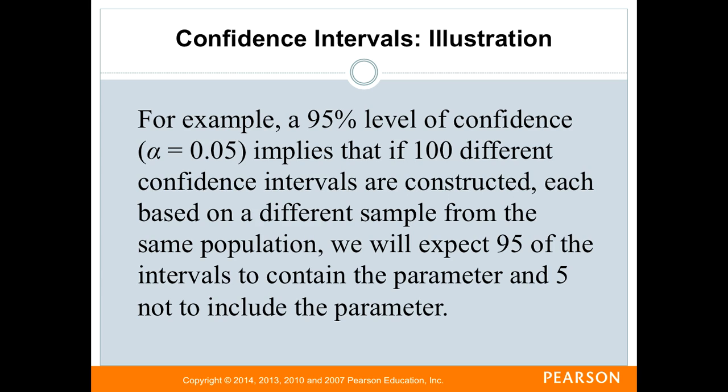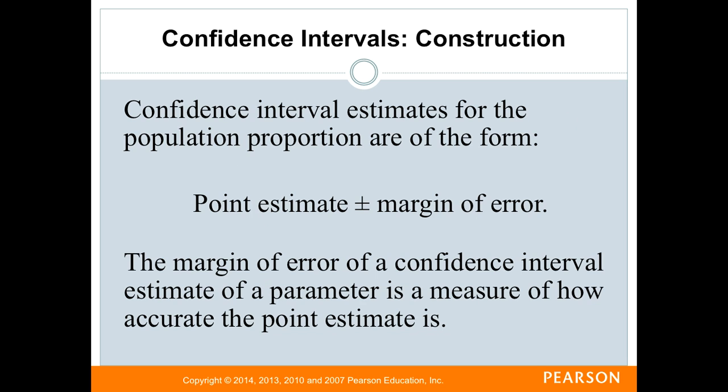If we wanted 99% confidence, that would mean that 99 out of 100 would contain the parameter and only one would not. Now, in order to construct a confidence interval, it's always kind of the same form, but we have different actual formulas based on what we're dealing with.